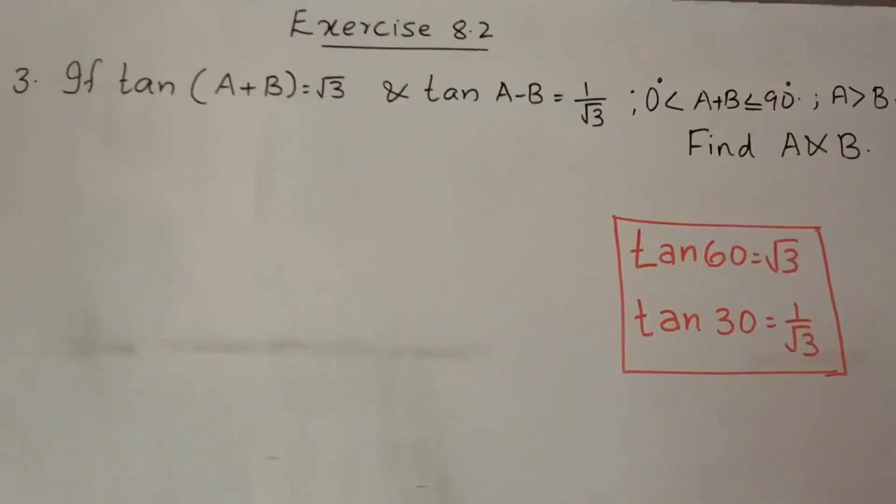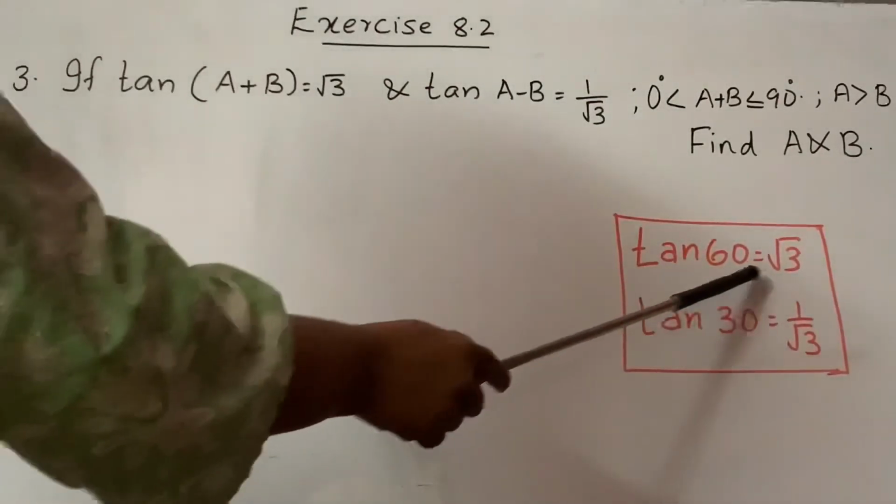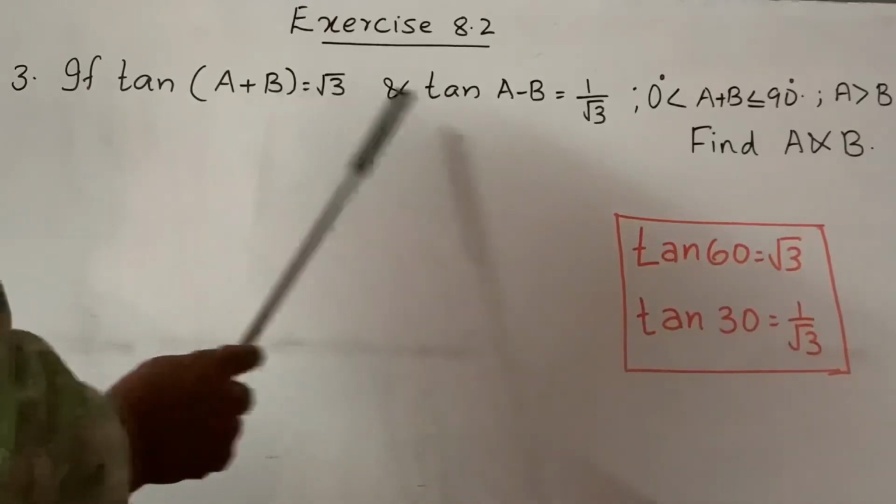Exercise 8.2, question number 3. If tan of (a plus b) is equal to root 3 and tan of (a minus b) is equal to 1 by root 3, then find the values of a and b. Look at the values. Tan 60 is root 3. Here tan of (a plus b) is root 3, so a plus b and 60 are equal.